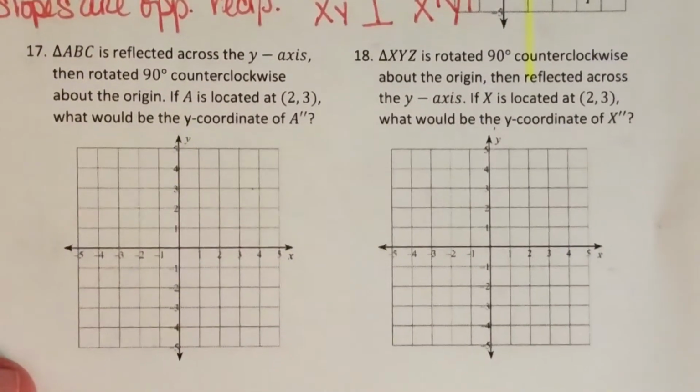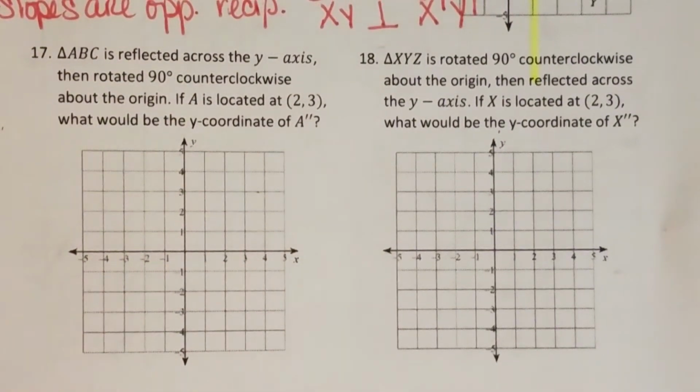We have triangle ABC is reflected across the y-axis, then rotated 90 degrees counterclockwise about the origin. If A is located at 2, 3, what's the y-coordinate of A prime? And we have a similar setup for number 18, but they changed the name to protect the innocent. So we have triangle XYZ, and now we have point X, which is located at the same place, but we are performing the transformations in a different order. What's going to happen? Let's see.